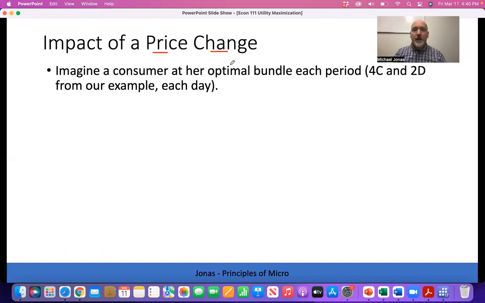So again, imagine our consumer, they've solved the problem. They're at their optimal bundle day after day, week after week. They're buying their best combination of goods. In our little example, that's 4 cups of coffee and 2 donuts every day. That doesn't sound real healthy, but we'll stick with that, right? And they're happy with that. If nothing changes, their budget doesn't change, their preferences don't change, prices don't change, they're going to do that same thing day after day after day.